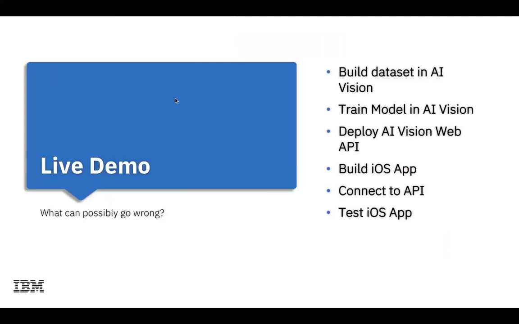Then we're going to build our iOS app. We're going to connect the API to the iOS app, and we're going to test it. So we're going to see if it works. And of course, this being a live demo, it is absolutely guaranteed to work, I promise. So, right, here we go. Let's get started.